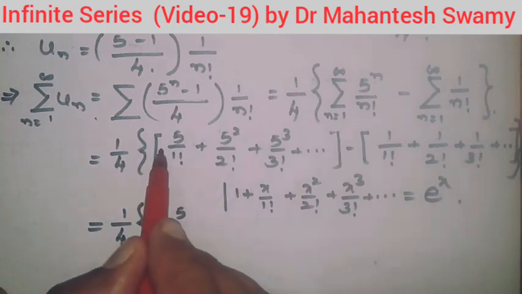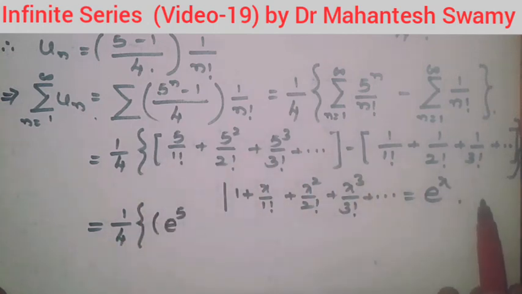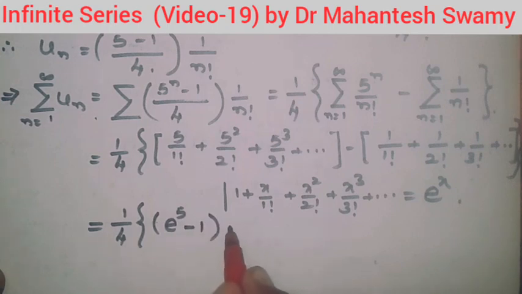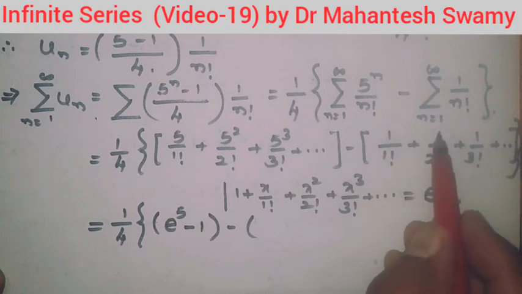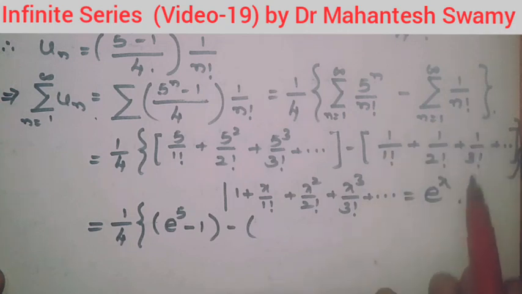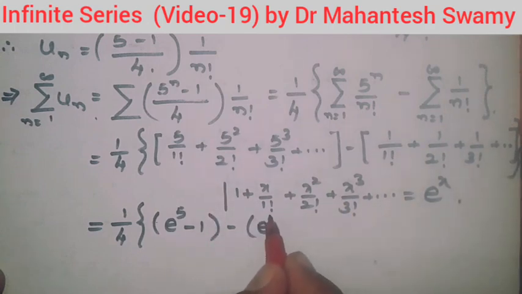But 1 is absent, therefore this 1 we shall transfer to that side. That is, when we transfer it, x by 1 factorial, x square by 2 factorial, x cube by 3 factorial equals e to the power of x minus 1. So x value is 5, therefore it is e to the power of 5 minus 1. Very simple job. Minus, similarly here, x value is 1, x square value is 1 square which is 1, so it is e to the power of 1 minus 1, using the above exponential series.